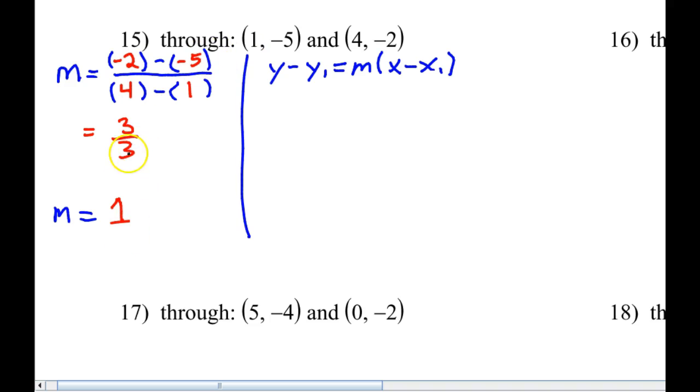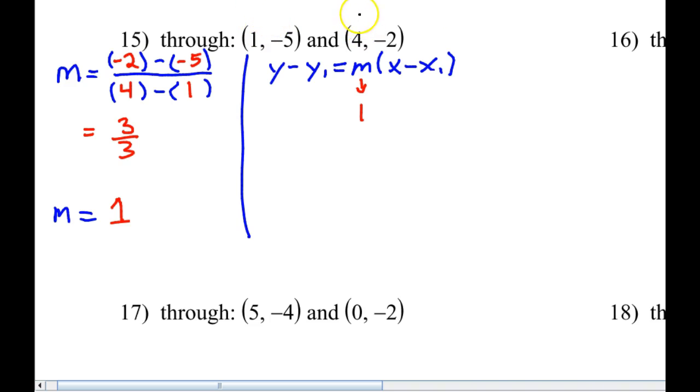If you use 3 over 3, just remember you reduce it. It's easier to plug in 1 than it is 3 over 3. Okay, so now we can plug in m, we can plug in 1. You can pick either one of these points to plug in x and y. You can't mix and match, though. You have to pick one of them, x and y.